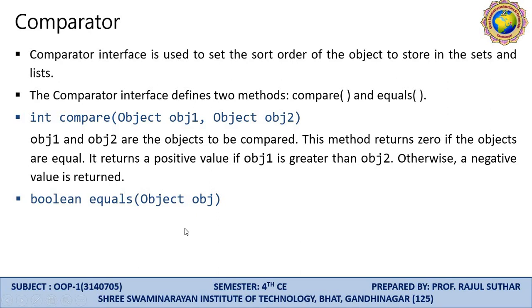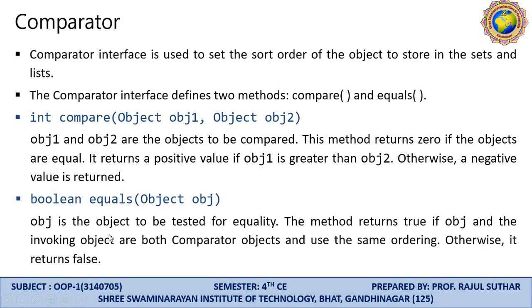Boolean equals(Object obj). This statement is also required to compare, meaning by using equals you can check the comparison between two objects. obj is the object to be tested for equality. The method returns true if obj and the invoking object are both comparator objects that use the same ordering, otherwise it returns false.